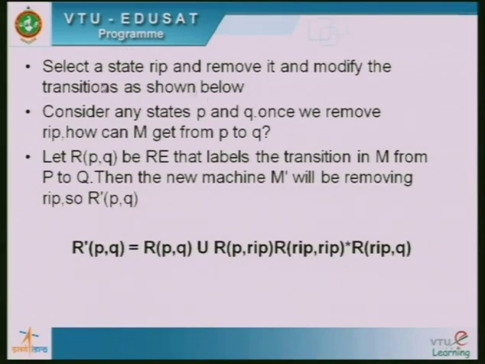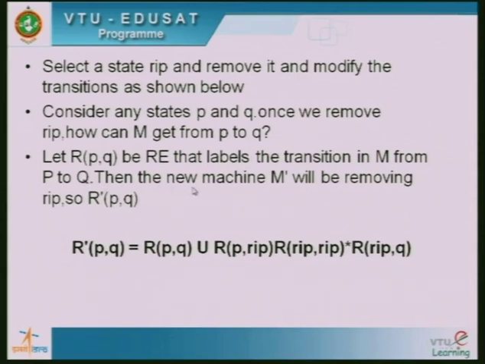Next, afterwards, what we will be doing is selecting a state, rip, removing it, and modifying the transitions as shown below. Okay. So, we will be using this formula. For example, if you consider any states P and Q, once we remove rip, how can we get M from P to Q? For that we will use this formula. R of P comma Q is the regular expression that labels the transition in M from P to Q.